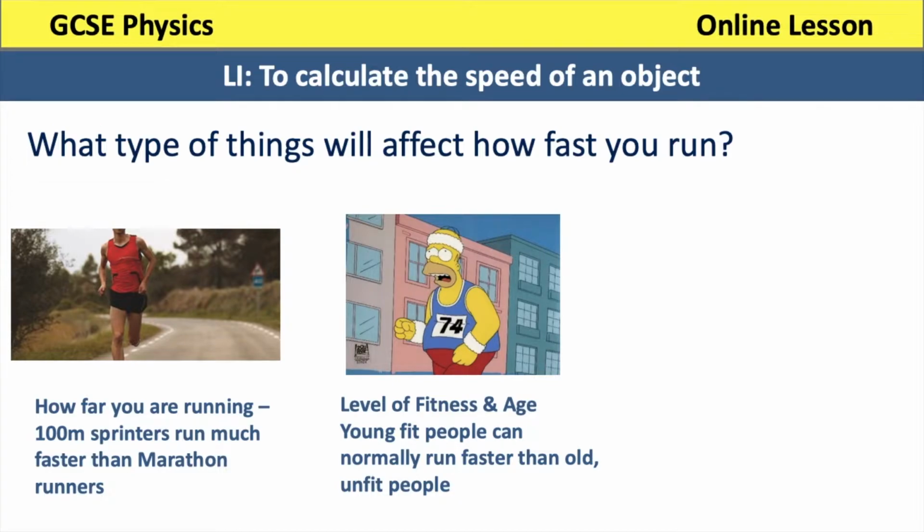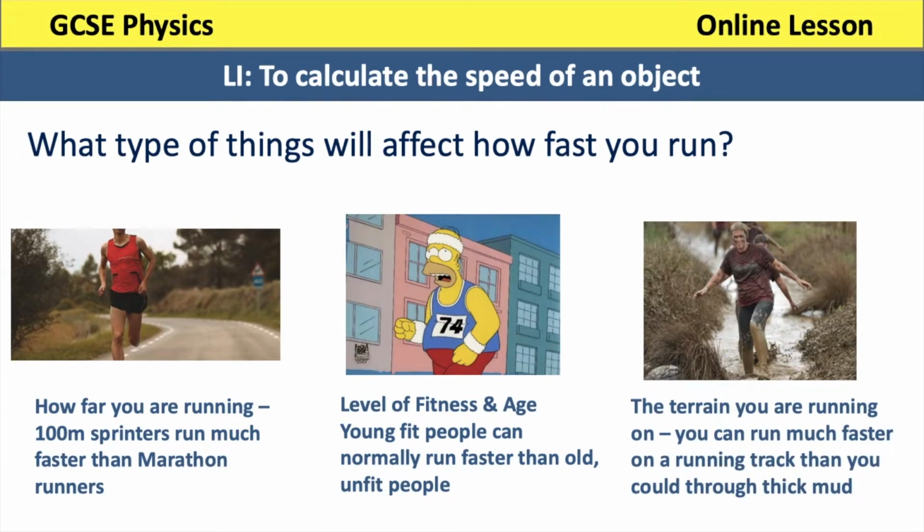And then the final factor that the exam boards say that we need to be aware of is the terrain that we are running on. Terrain just means basically what the ground and what the surroundings are like. So if you were running on a running track, you could expect to run much faster than if, for example, you were running through a muddy field or a stream, as you can see the lady on that Tough Mudder picture there is doing.